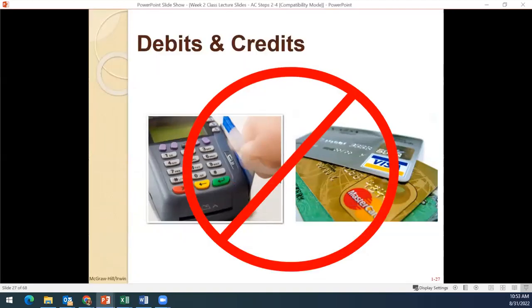Okay. Now, a quick note on debits and credits. Whatever you think they mean, throw those definitions out of the window. We're going to learn the specific definitions of debits and credits now. If you think they have anything to do with debit cards and credit cards, get it out of your head. The sooner you do that and learn my definitions, the better off you're going to be.